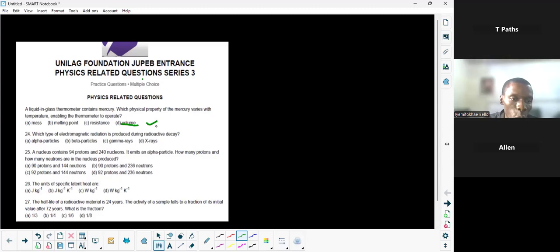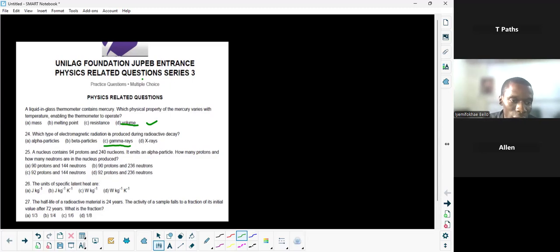And the question says, which type of electromagnetic radiation? The only radiation that a radioactive decay produces is the gamma ray. So the correct answer here is C, gamma ray. Because gamma ray is not a particle, but an electromagnetic radiation. So the answer for 24 is gamma ray.